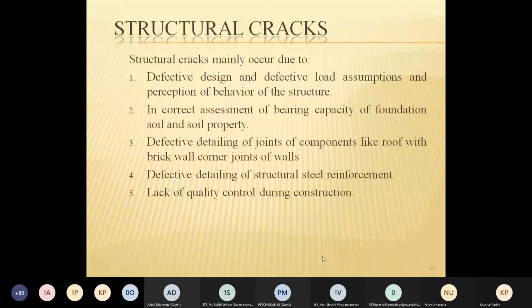Another reason is incorrect assessment of the bearing capacity of the foundation soil and the soil properties. The third is defective detailing of the joints of components, like roof with brick wall corner joints or walls. Another reason is defective detailing of the structural steel reinforcement. And last but not least, the lack of quality control during construction, which leads to structural cracks.